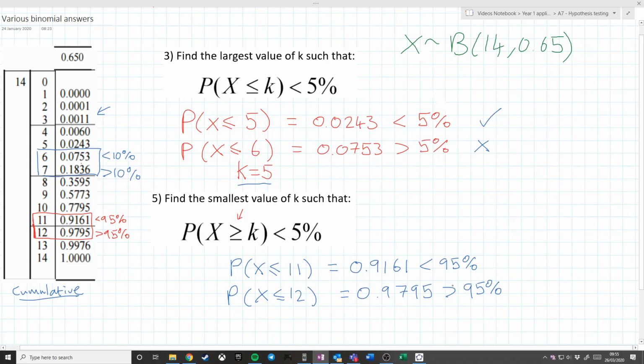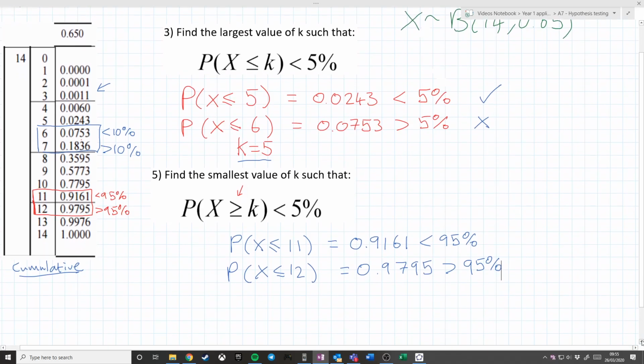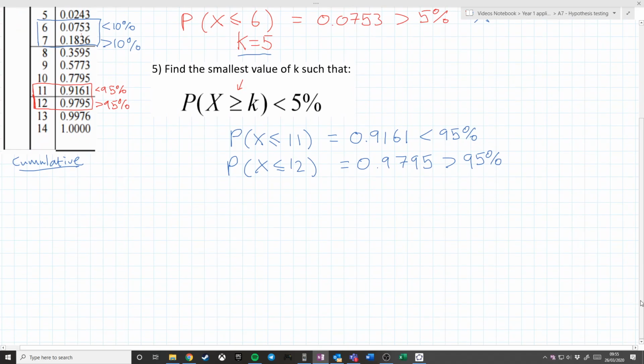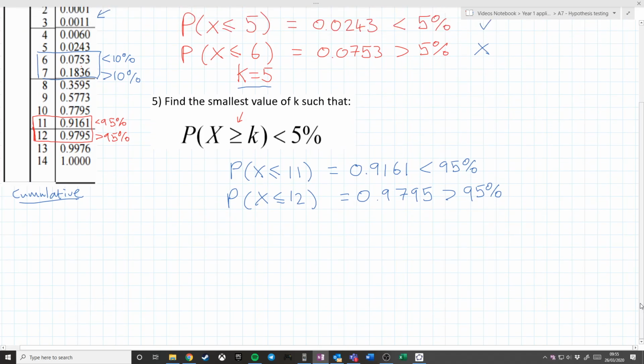So that's the interesting switch, but how are we going to get that answer 13? Now bear with me, because this does take a little bit of thought. We need to change it into greater thans. And to do that, we need to do 1 minus. So I'm going to take this first one, and I'm going to do 1 minus. 1 minus the probability of x less than or equal to 11 is equal to 1 minus 0.9161. And this, 1 minus less than or equal to 11, is going to be the probability of x greater than or equal to something else. Can you think what it is?